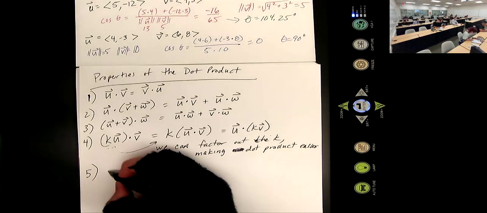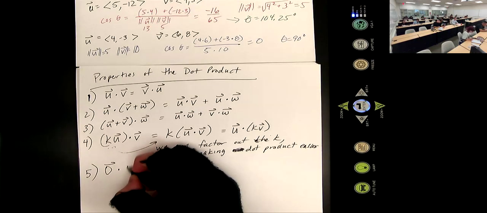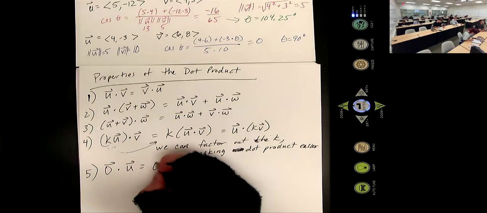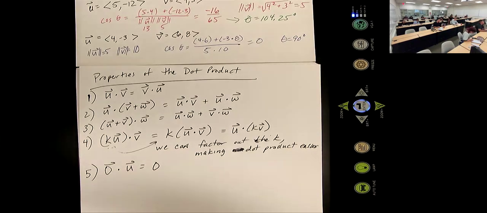Two more rules. The 0 vector dotted with the U vector. When we do basic multiplication, what's 0 times anything? 0. Same thing here. The 0 vector dotted with the U vector is still 0. Not a vector, again.